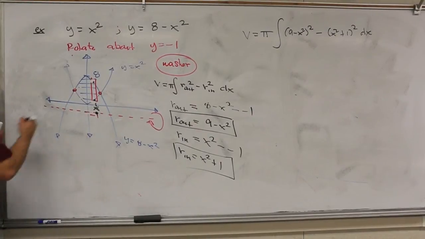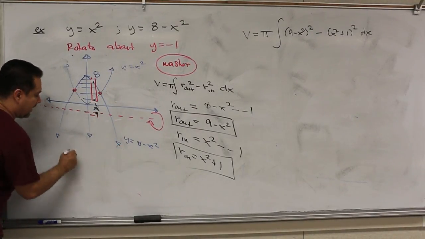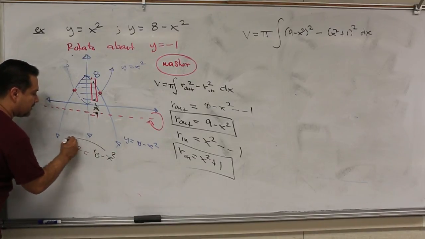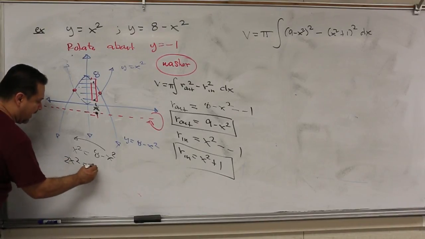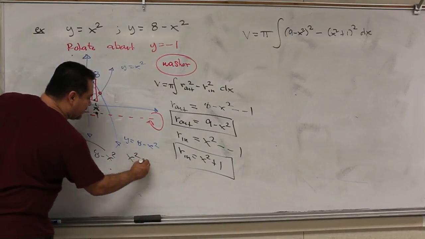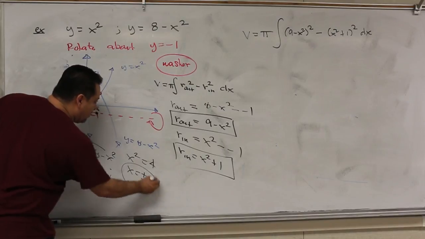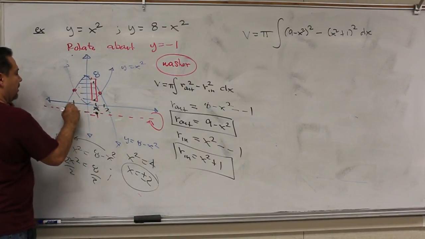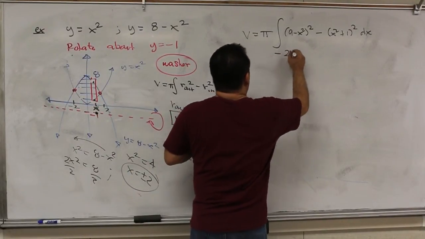So I'm going to say, y is x squared here. Y is 8 minus x squared. That's x squared equals 8 minus x squared. 2x squared is 8, right? Divide by 2. X squared is 4. I like this. This means x is plus or minus what? 2. So this is going to be 2, and this is negative 2.